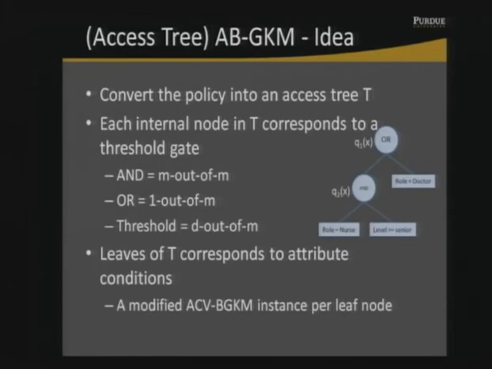The threshold could even be a d out of m, where the threshold says you need to have d attributes out of m in order to satisfy that threshold. If it is an m AND gate, it's going to be m out of m. You have to satisfy all the child nodes. And if it is an OR gate, you just need to satisfy 1 out of the m children nodes.